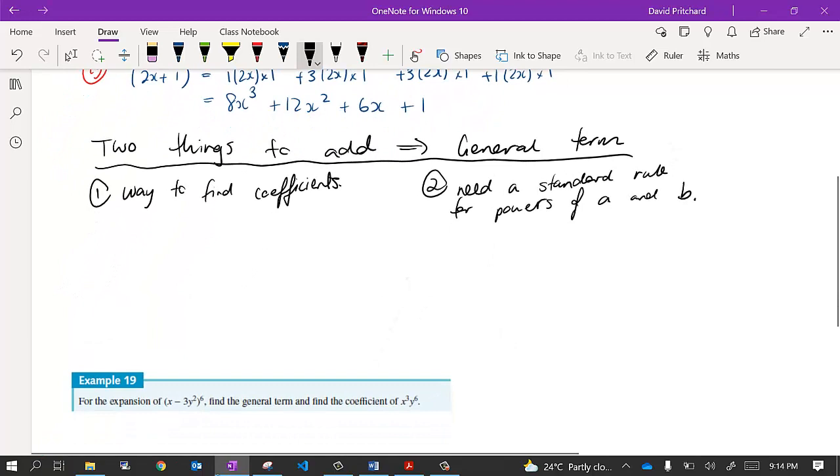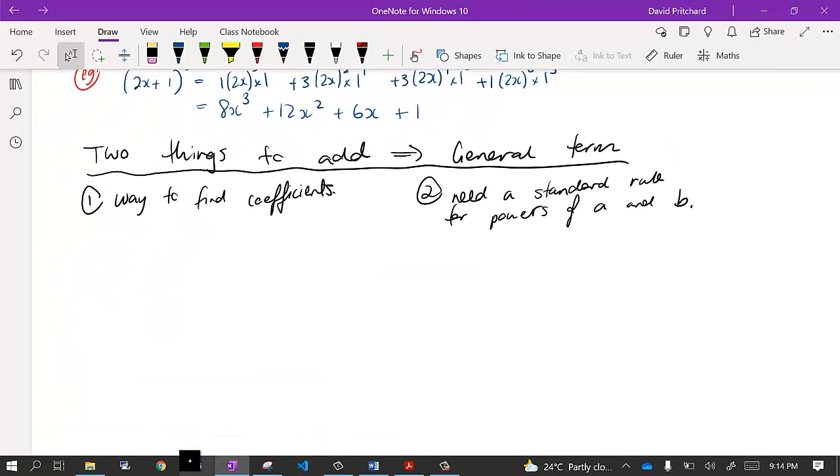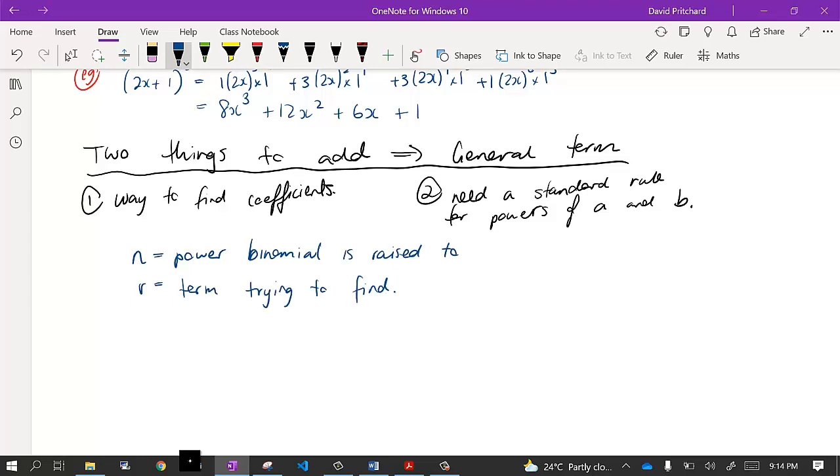So first thing we'll need to do is we'll define two variables. n will be the power that the binomial is raised to, and r will be the term that we're trying to find. Now the thing with r is it starts at 0. So we don't start at the first term, we start at the 0th term. So we go 0, 1, 2, 3, and so on up to n.